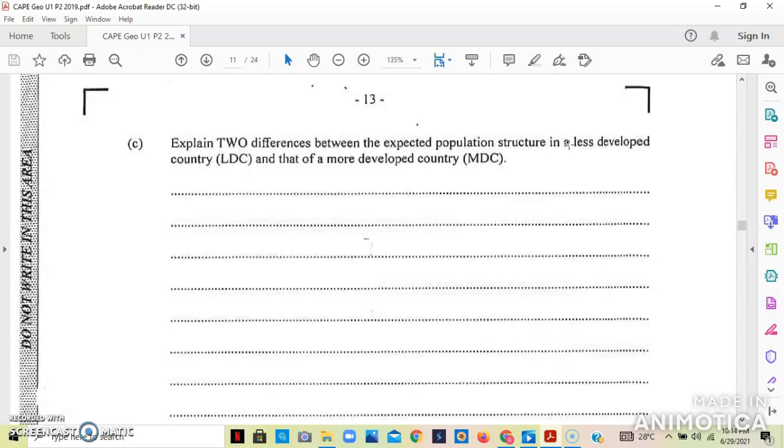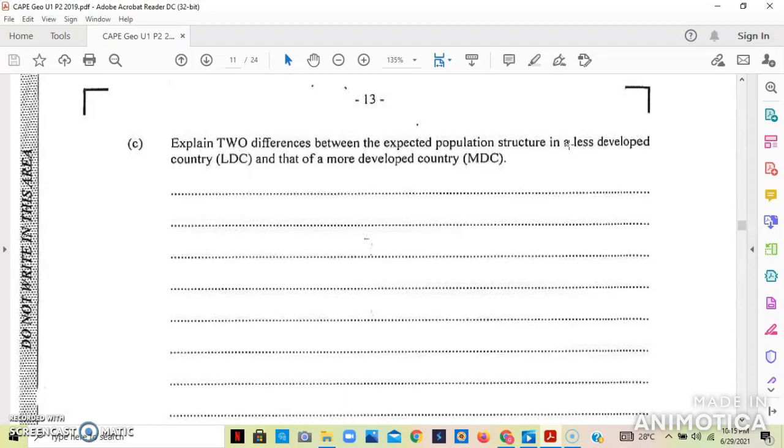Now, the apex of the pyramid, or the top part of the pyramid, tends to be a bit broad, and this is because the MDCs have a very high life expectancy and a very low death rate. So most of their population live to see at least 60. So most of their population is within the retired age group. So they have a very low death rate but a very high life expectancy.